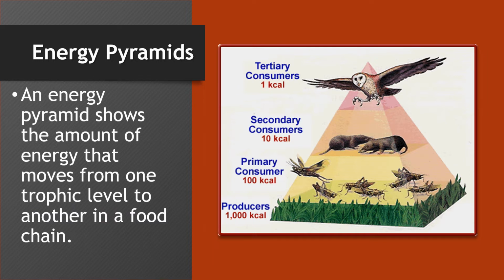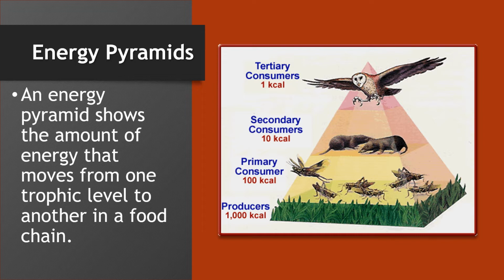So an energy pyramid shows the amount of energy that moves from one trophic level to another in a food chain. And we're going to be using a unit of measurement of energy to represent this called the kcal, or kilocalorie. You know how when you eat foods you see calories on the box? That's a measurement of how much stored energy is available in that food. And whenever you do work or move, you're using calories.